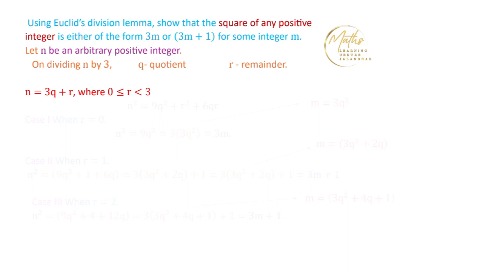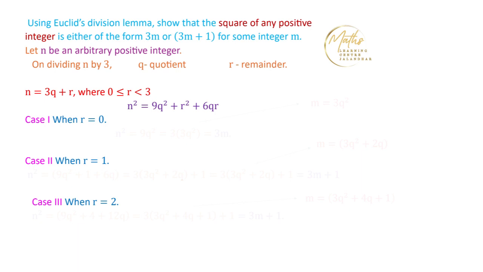As we are interested in the square of any positive integer, we are going to consider the value n square. When we square this term, we get 3q plus r whole square, which is equal to 9q square plus r square plus 6qr. Now we have three cases corresponding to the values of r. First, when r is equal to 0. Second, when r is equal to 1. And third, when r is equal to 2.